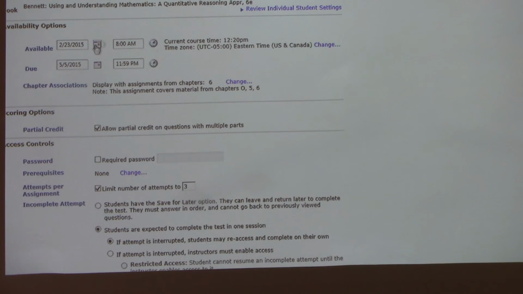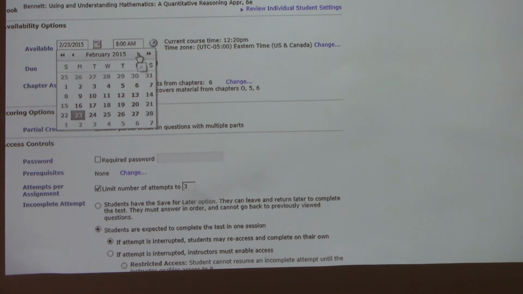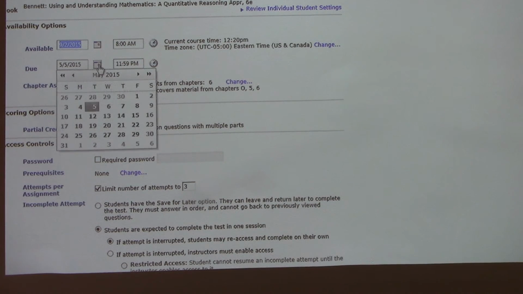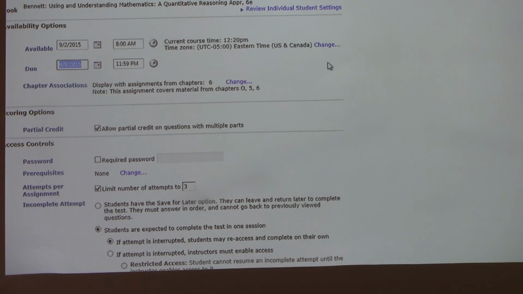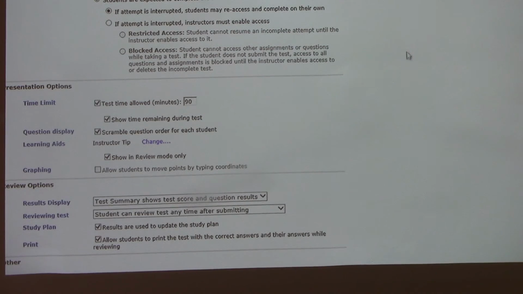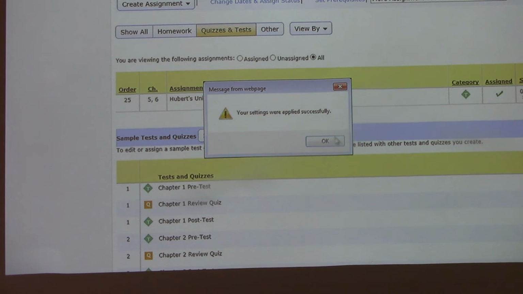All right, today is what? September 2nd, so that means I'm going to give y'all until the 9th, for the 5 dead grandmothers and 10-day funerals that y'all have. Save and assign now.